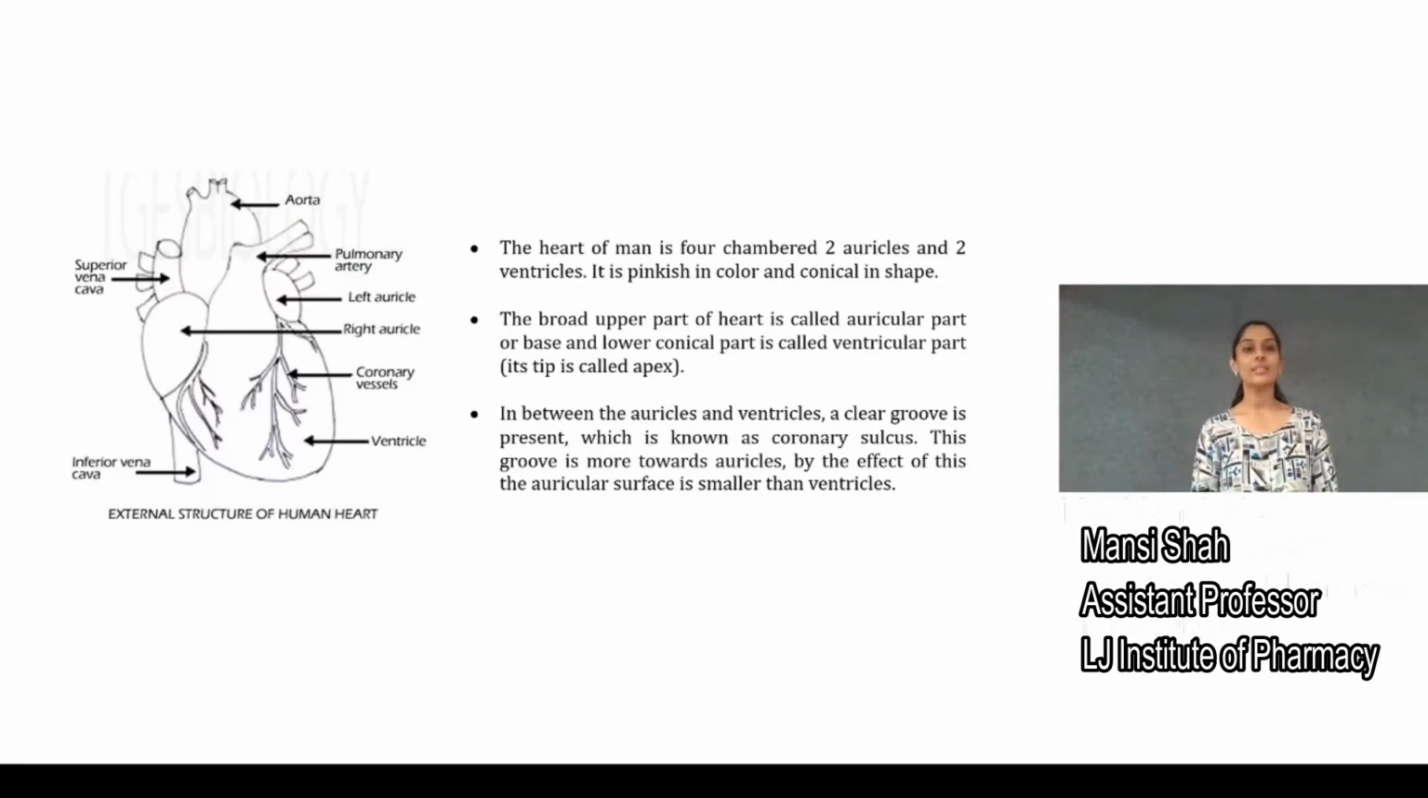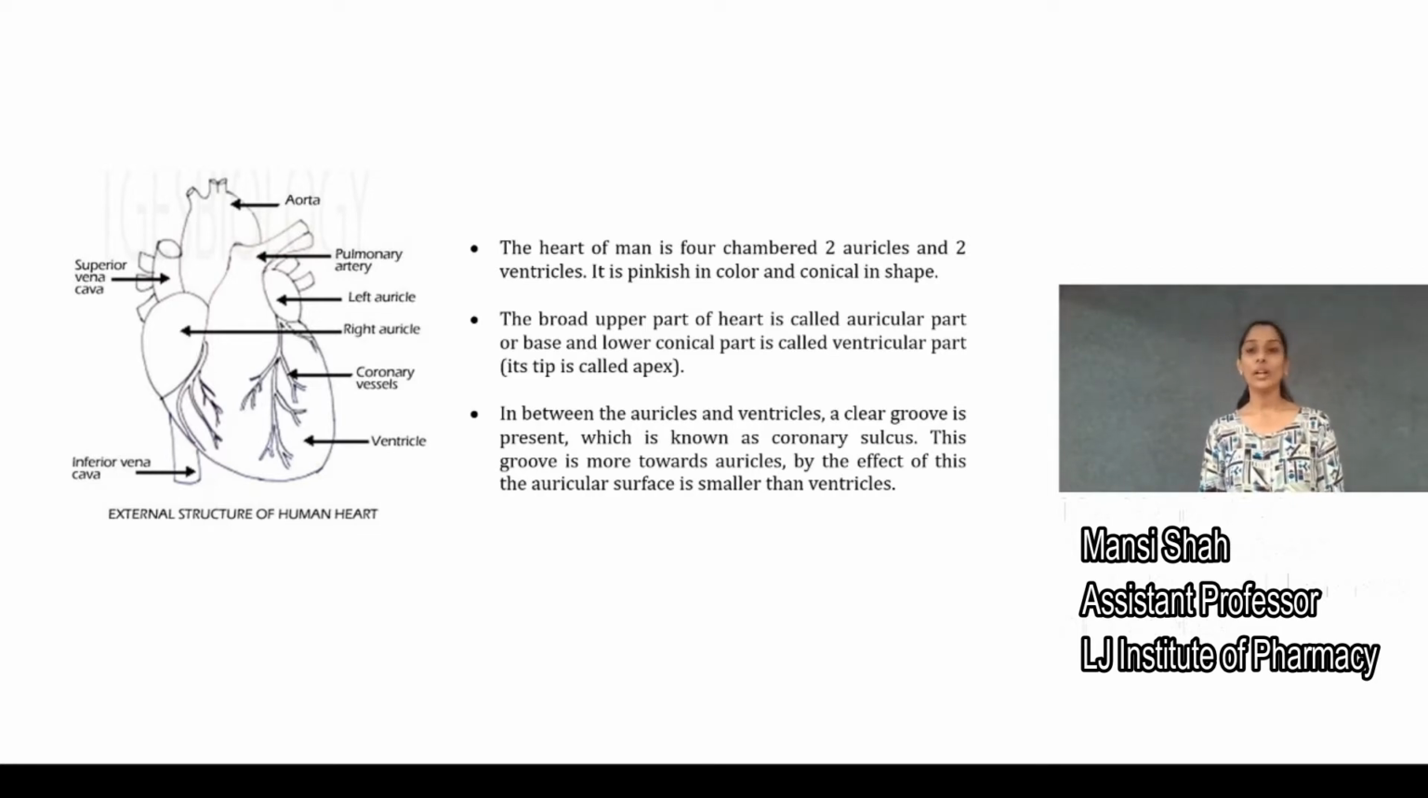You can see this is the external structure of human heart. It is shown in the figure. Heart of a man is four-chambered. It consists of two auricles and two ventricles. It is pinkish in color and it is conical in shape.